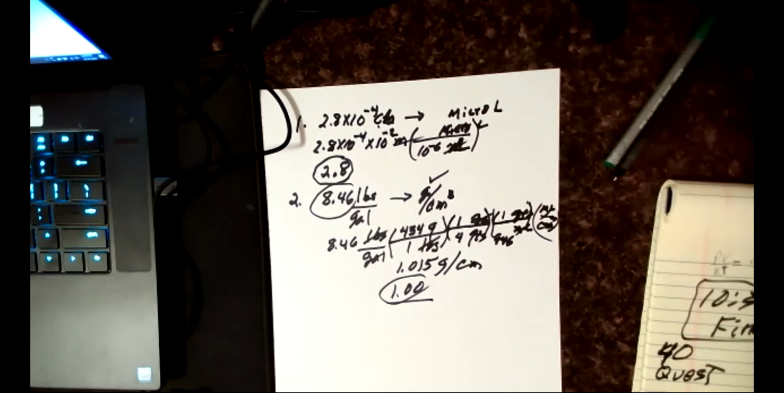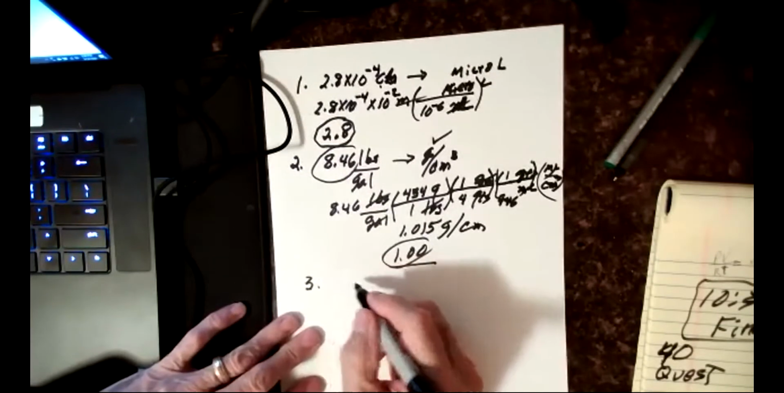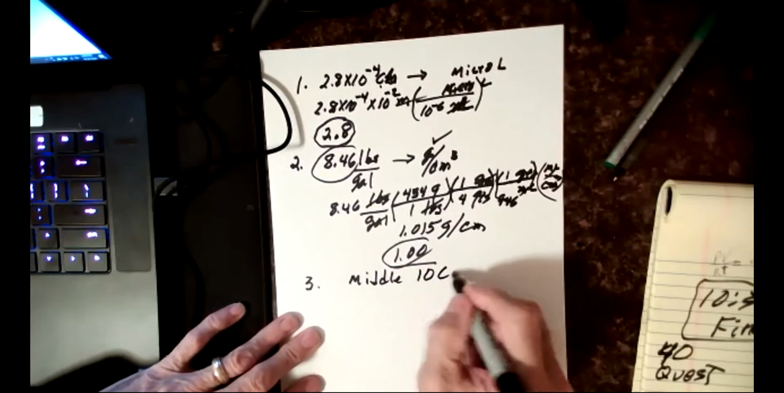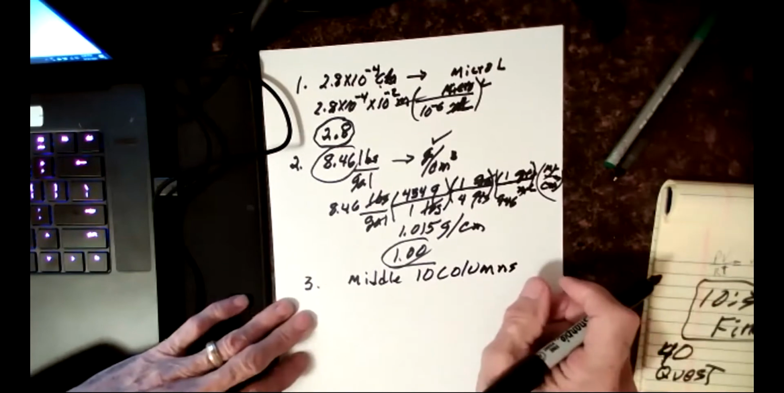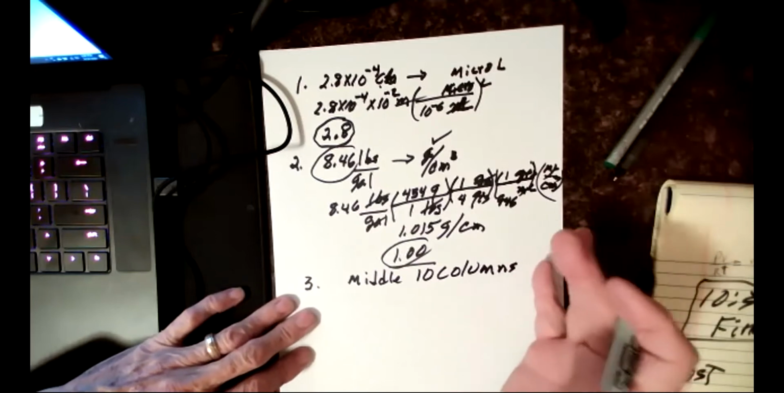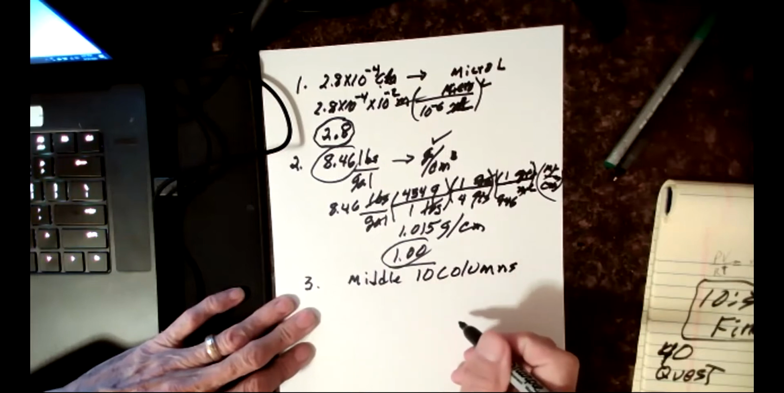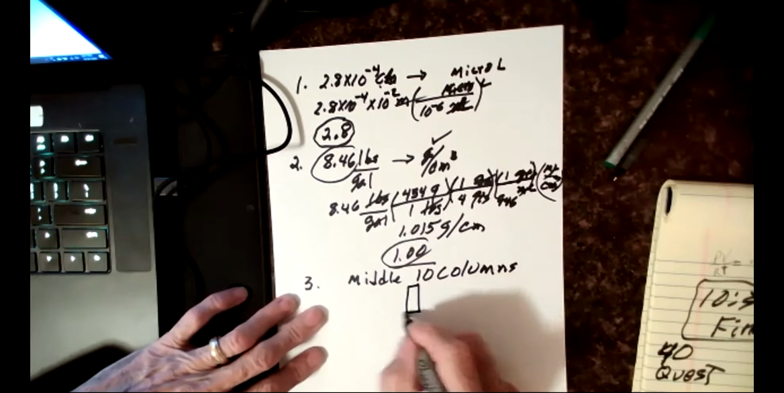Let's look at number 3 and see what it looks like. I think I can read it to you without having to go back over to the screen, and we can get the answer. The question says, the middle 10 columns on the periodic table are designated as, and the choices are periods, metals, transition elements, or families. And of course, if you look at the periodic chart, it's like this.